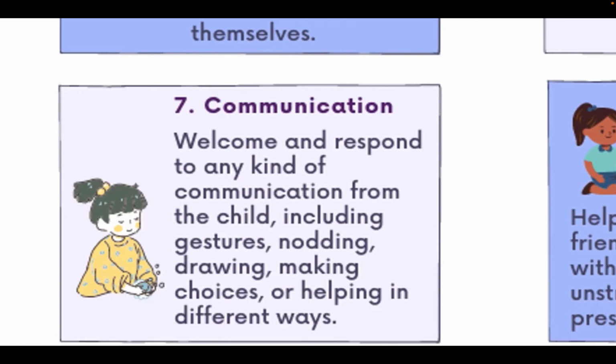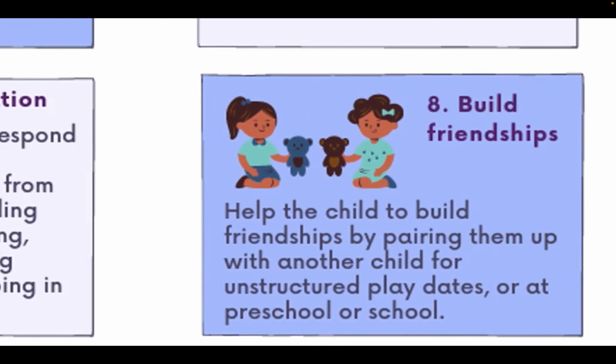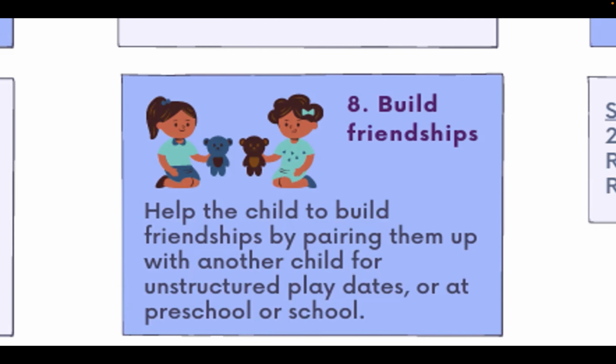Encourage practice. 7. Welcome and respond to any kind of communication from the child, including gestures, nodding, drawing, making choices, or helping in different ways. 8. Help the child to build friendships by pairing them up with another child for unstructured play dates or at preschool or school. If you are concerned about a child with suspected selective mutism, have a chat with a psychologist.